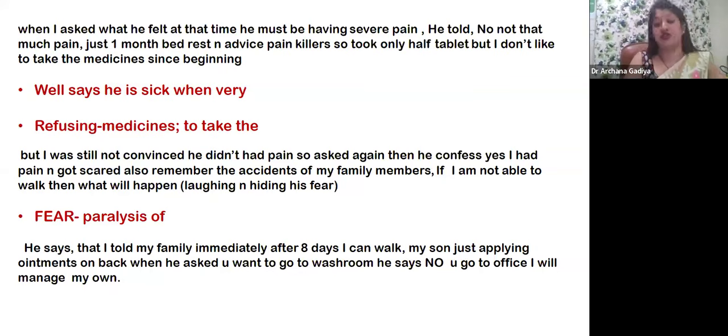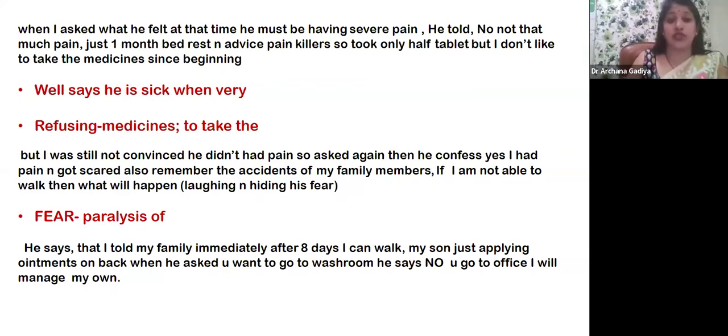This is fear of paralysis. Why does he have this fear? Because he feels that then I have to depend on somebody else, which this Arnica patient doesn't want because of his egotism. He said, I told my family member immediately after 8 days, I can walk. And he refused the help of his son also for going to the washroom. I can manage on my own. You go to the office, I can do it. So auntie had to literally pick him up and do all these things. But he was not ready to say, I need your help, take me to the washroom, take me back. Nothing. That level of ego Arnica has.